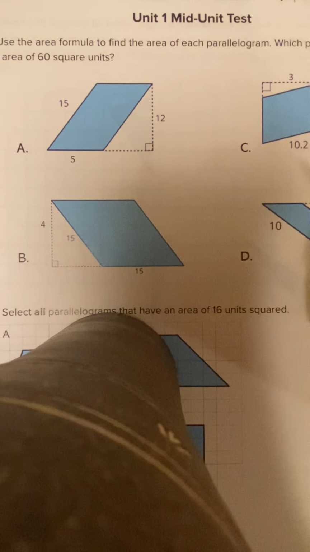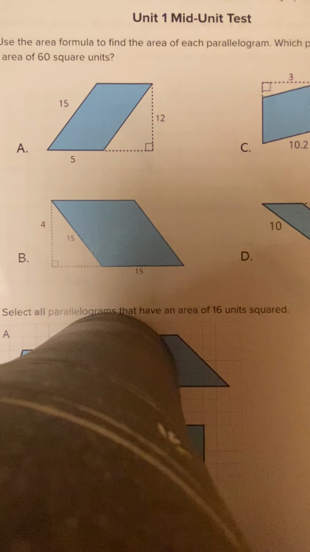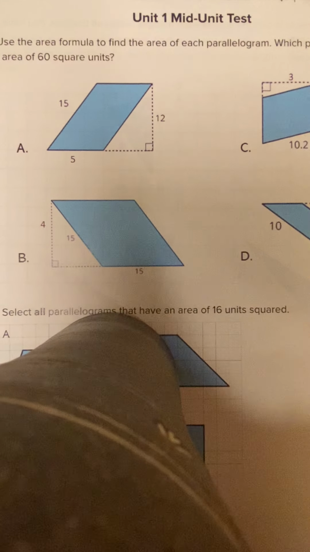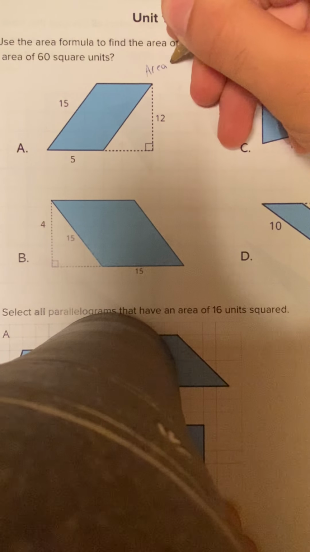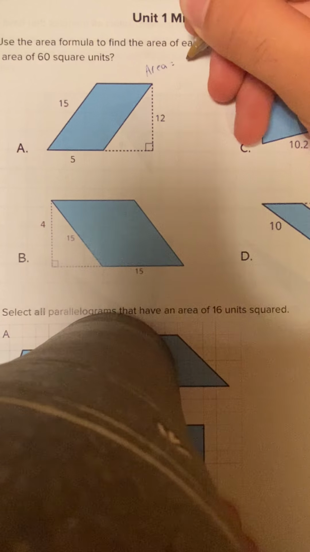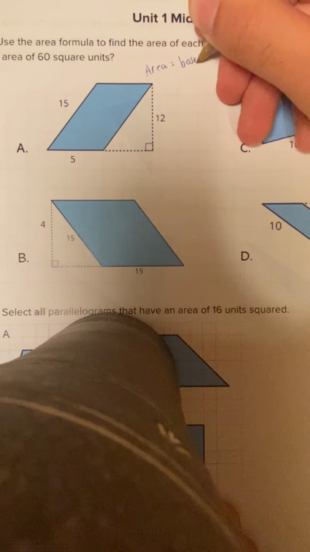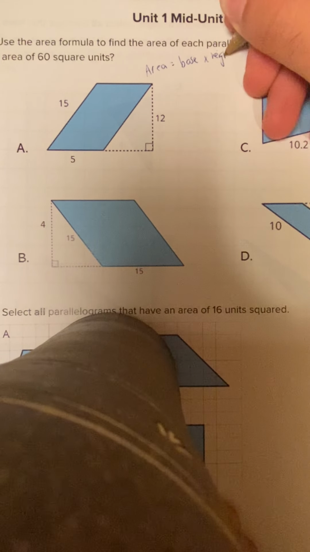They'll be very helpful. So the first question asks us, which parallelogram has an area of 60 square units? So we've got to find the areas of all four of these. Let's start with this one. Remember, our area formula for a parallelogram is just base times height.